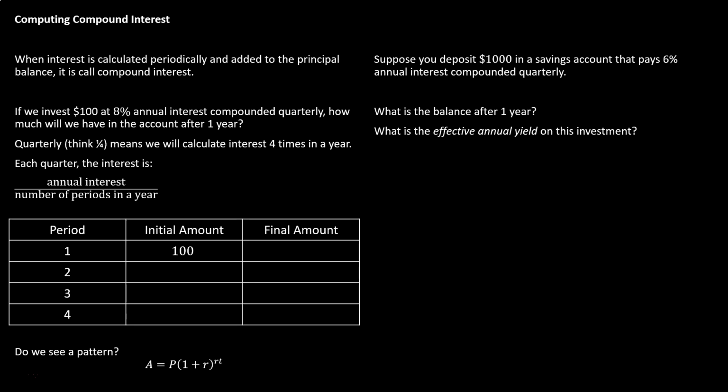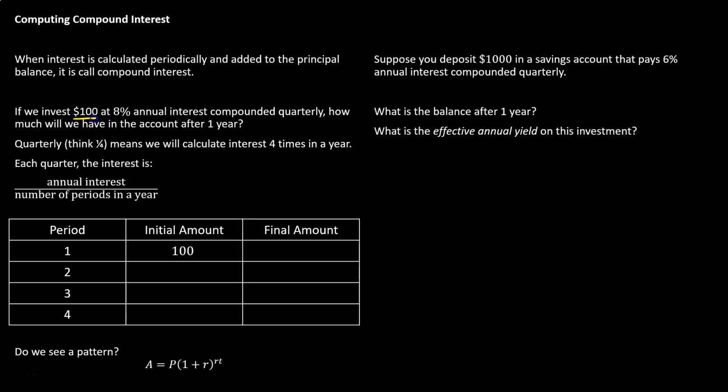Let me show you what I mean. If we invest $100 at 8% annual interest, now that's unreasonable. Nobody's going to give you 8% annual interest for that small of an investment. But just for the sake of illustration, let's assume you put $100 into the bank, you get 8% annual interest, and it's compounded quarterly. There's a few things here that are jumping out at us I want to highlight.